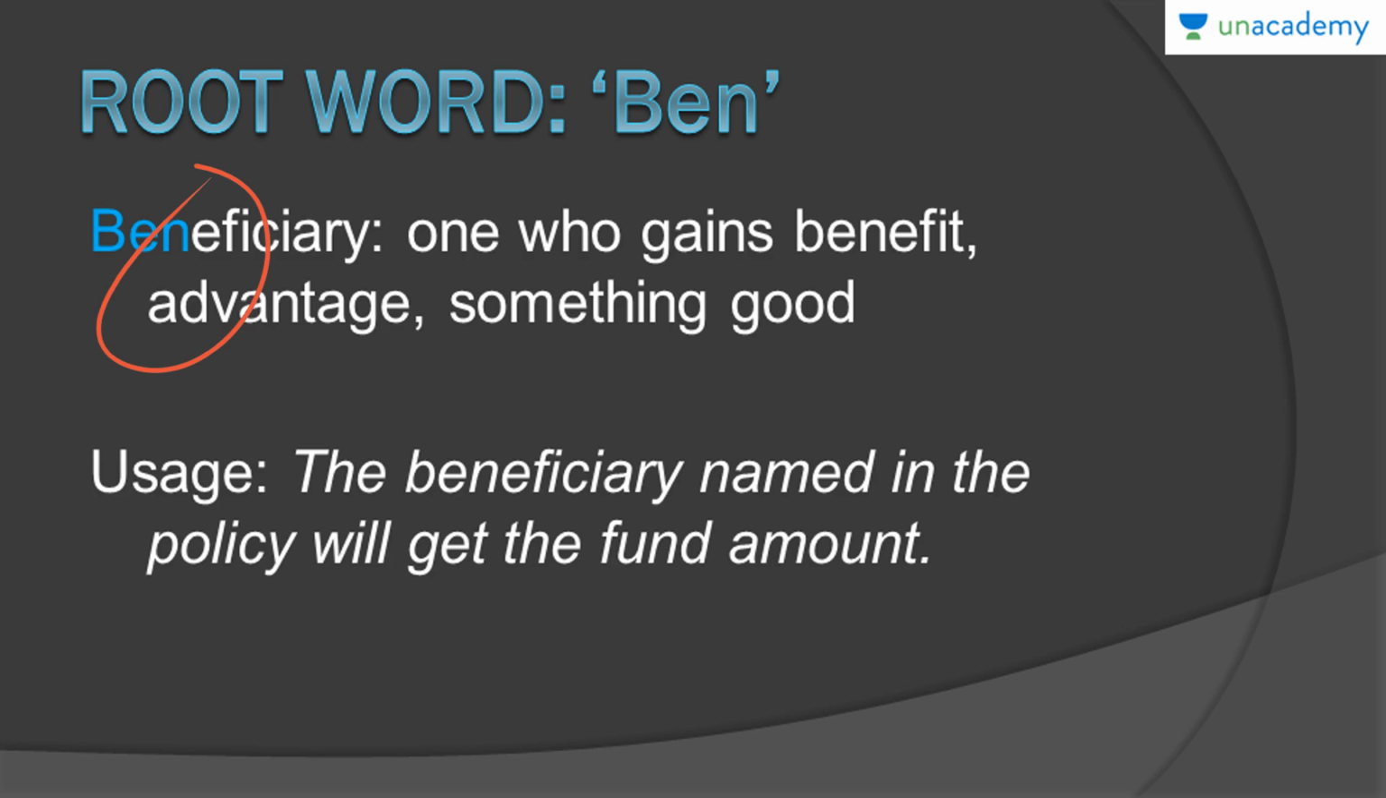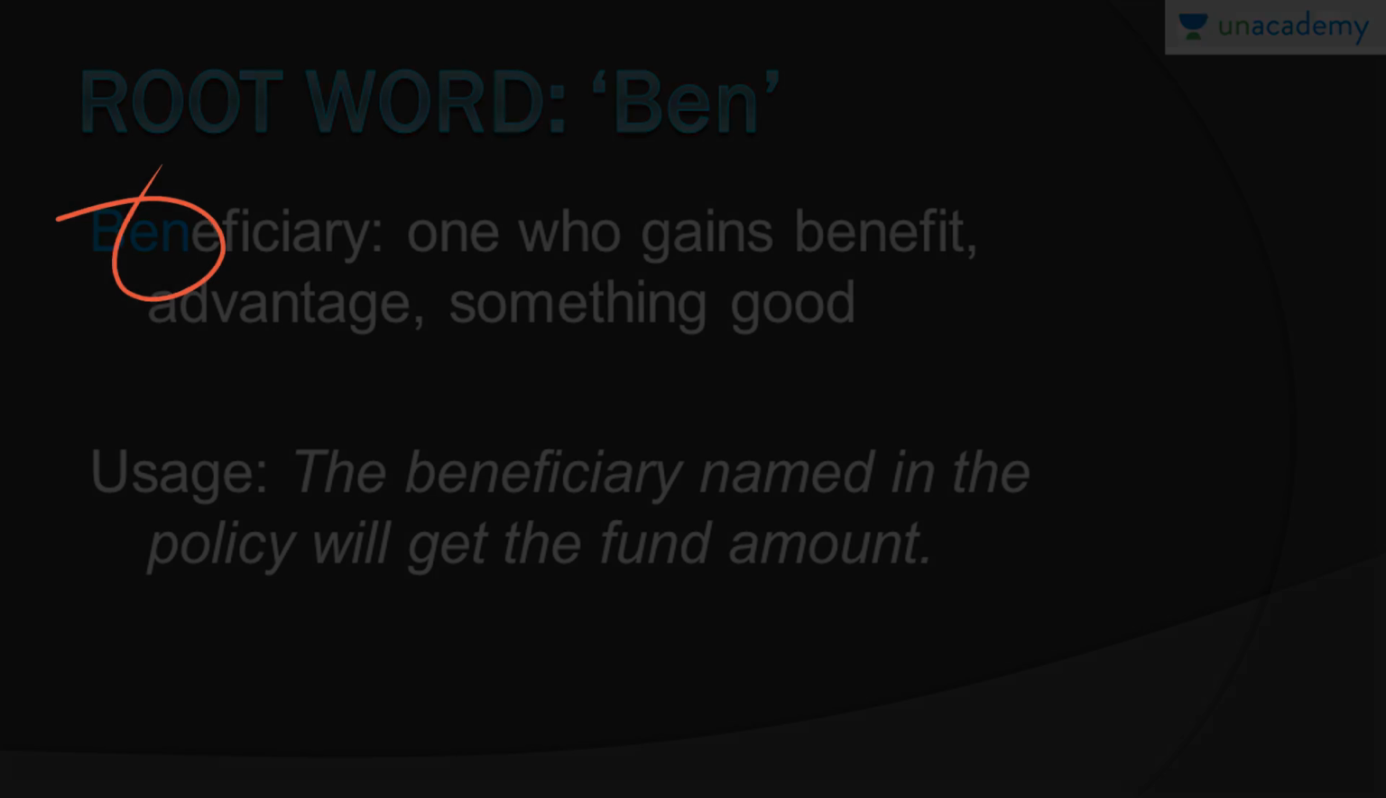That's why these companies ask for the name of a beneficiary, because when the policy matures, who is going to get the policy amount? That name has to be given when you're signing the policy papers. So that's the meaning of the word beneficiary, and that's how you can use it. The beneficiary named in the policy will get the fund amount. It is related to the root word. How? Because it is something good that person is getting. So he's a beneficiary, which means he will inherit something good.